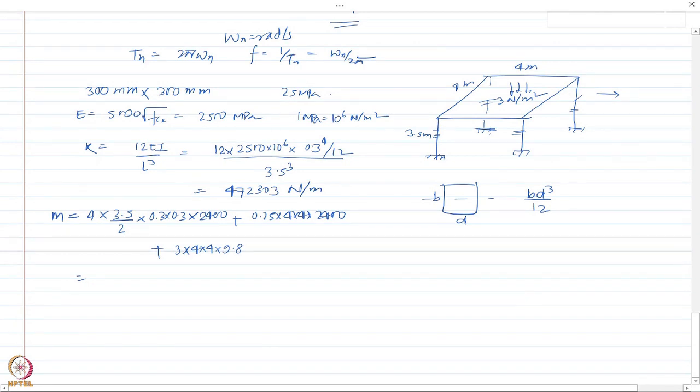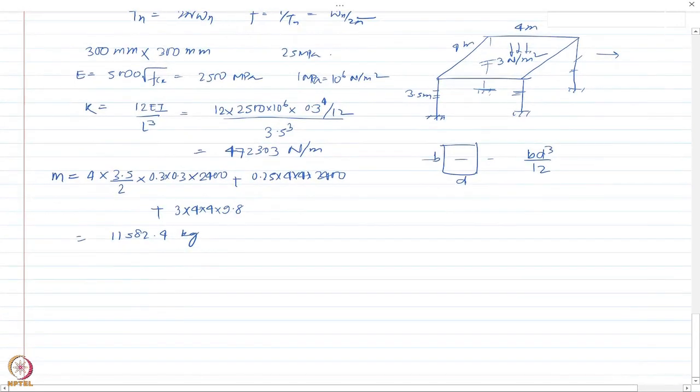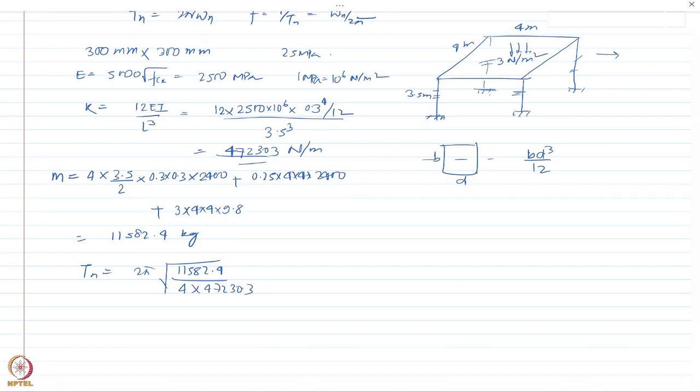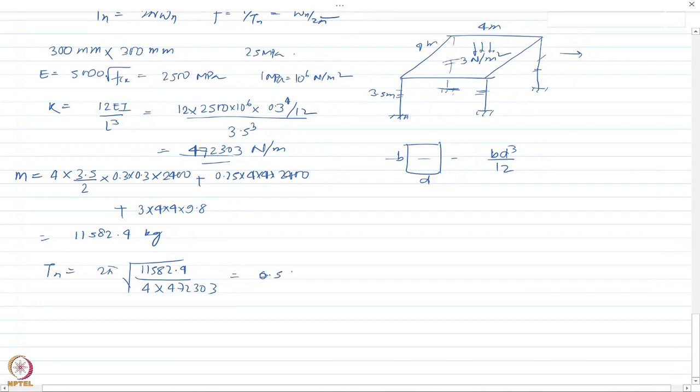Let us see how much I get. I'm getting 6 kgs. So if I use this, what do I get as the time period? The mass, and then I have four of these columns here. So I get it approximately as 0.5 seconds.